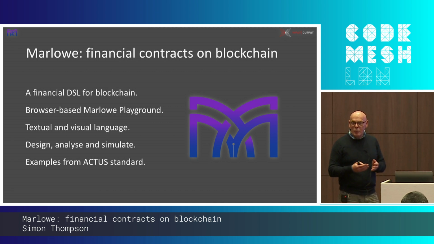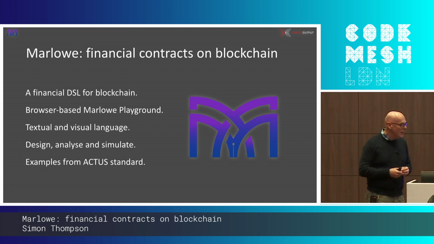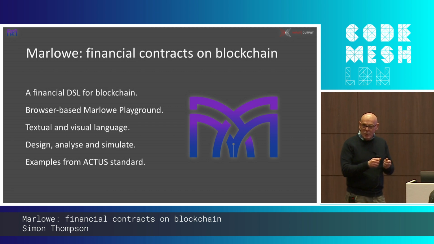And show we've got different forms of the language. We've got a textual form and a visual language you can use to play with these contracts. And also tell you a bit about what we can do, because this is a domain-specific language, the extra things we can do because of its specificity.